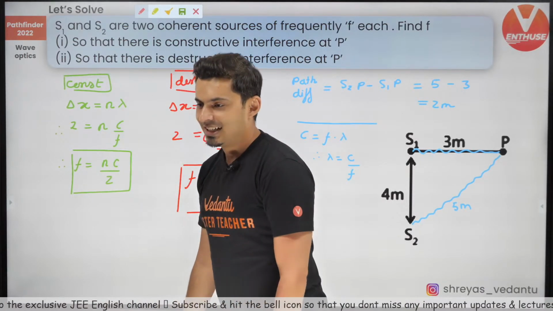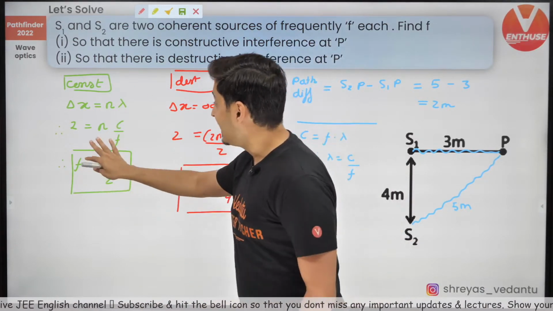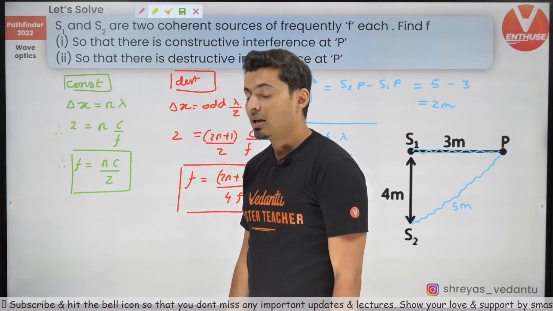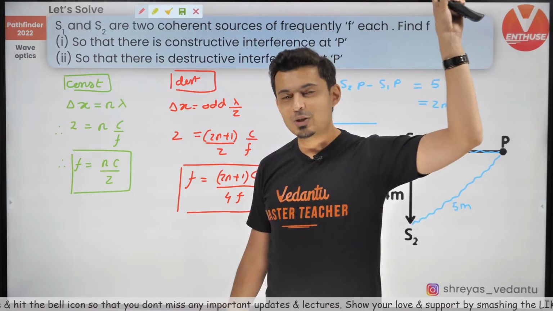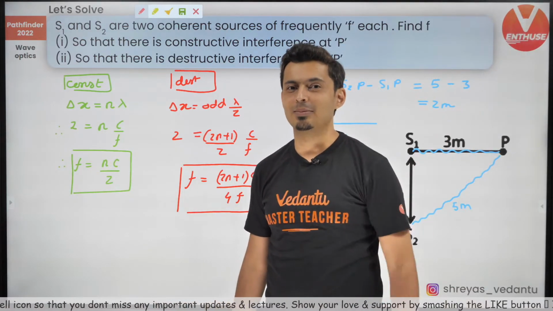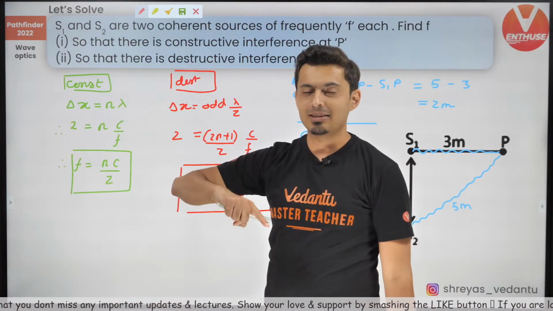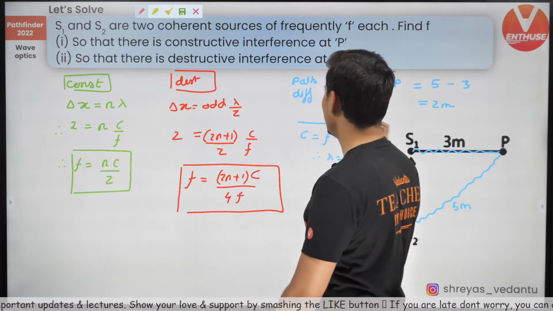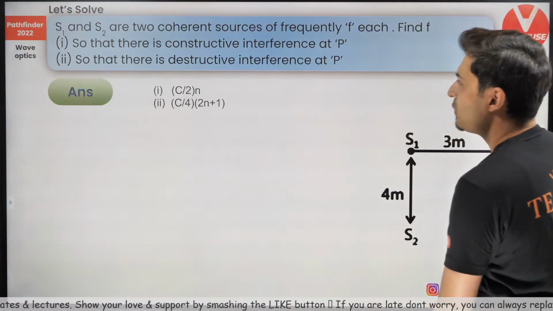Here n is even, no, n is any integer, okay? N is any integer. That even comes only in case of phase difference, not in path difference. 2 pi is one wavelength. So it comes in phase difference, not in path difference. Keep that in mind. Alrighty, moving on to the next one.